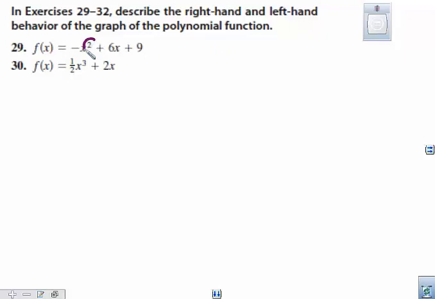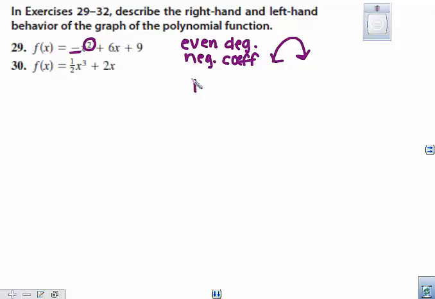So you look at your degree. Okay, this is an even degree. And then you look at your coefficient. This is a negative coefficient. So with an even degree, you should be picturing a quadratic, a parabola. They act the same on the left and the right. Negative means it's going down. So here it would be fall left, fall right.